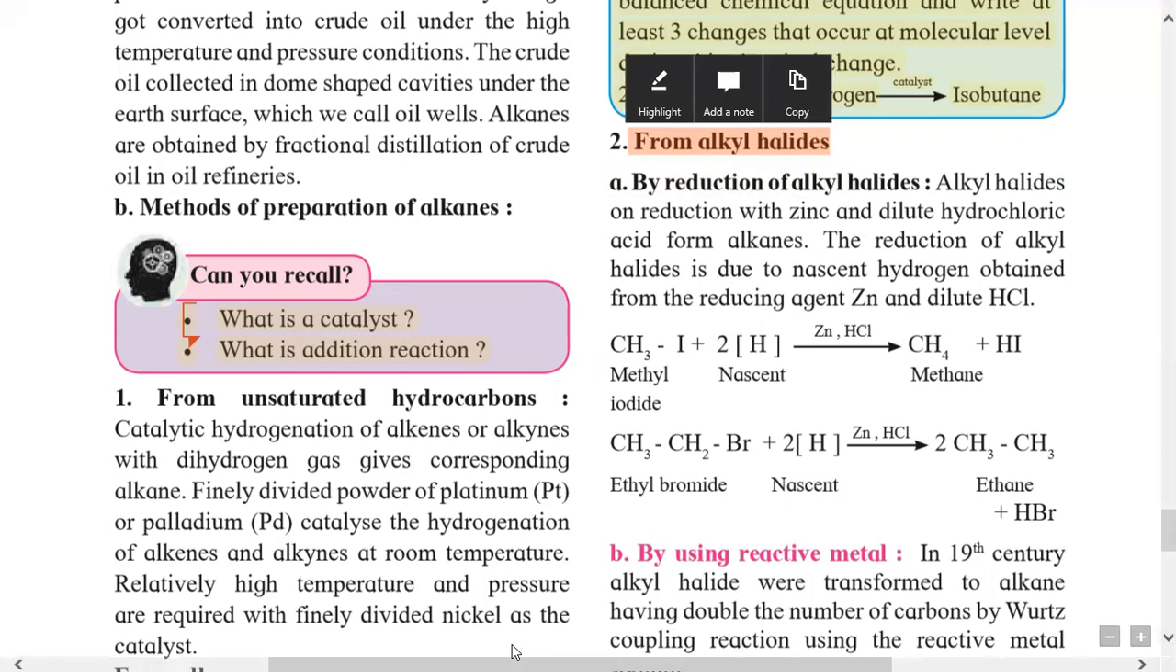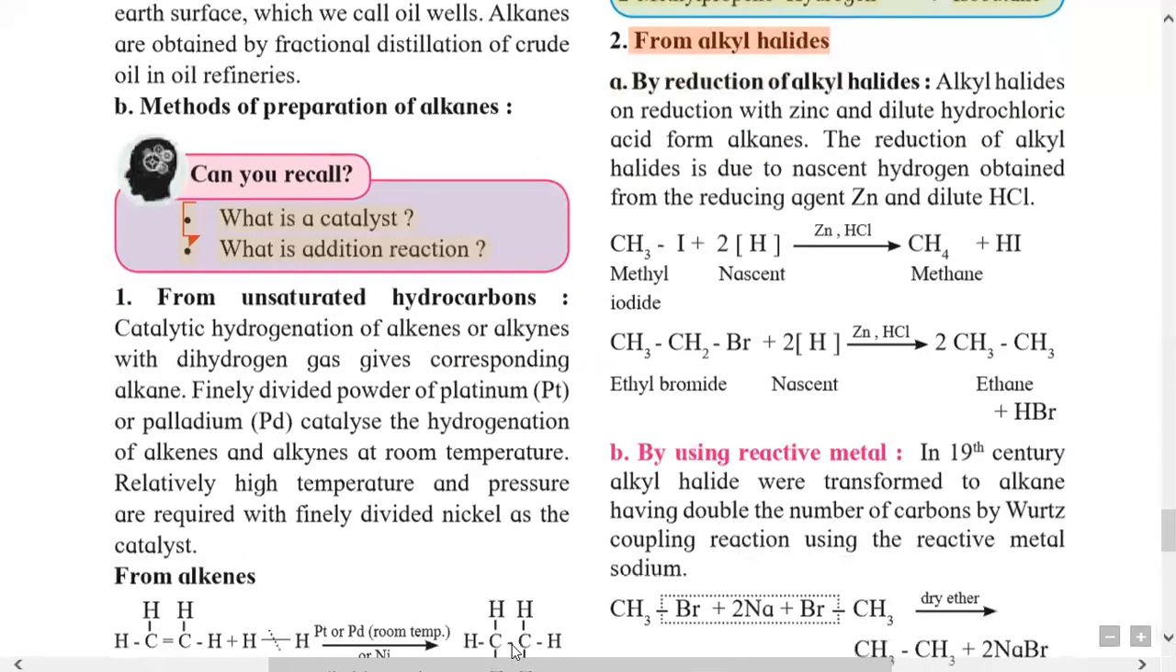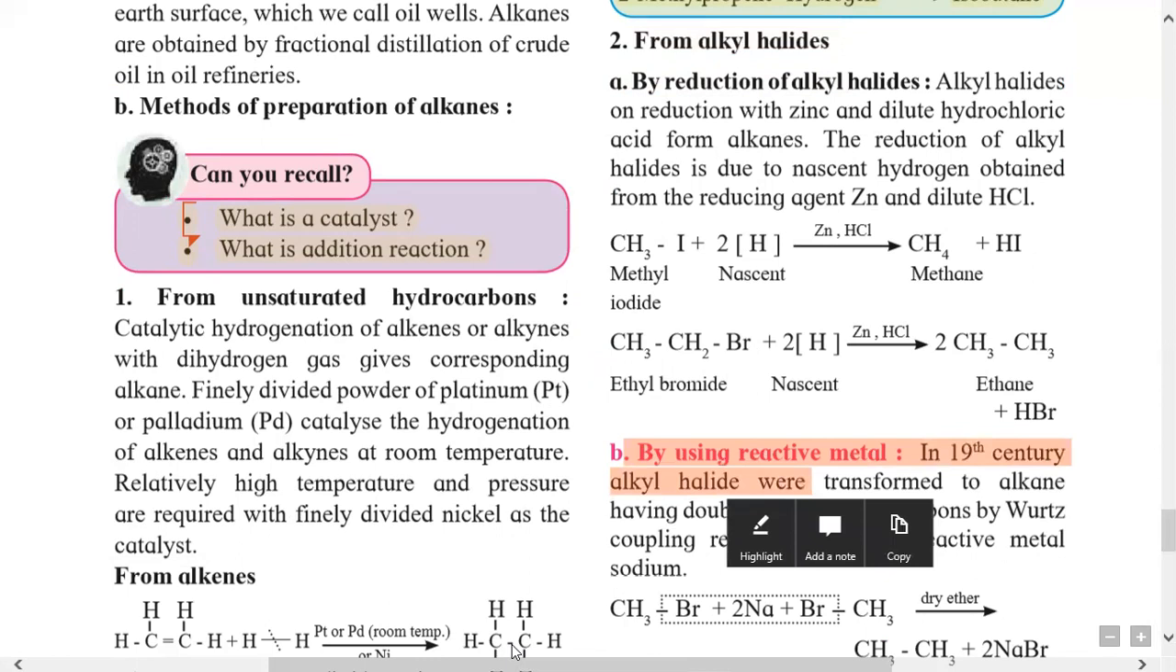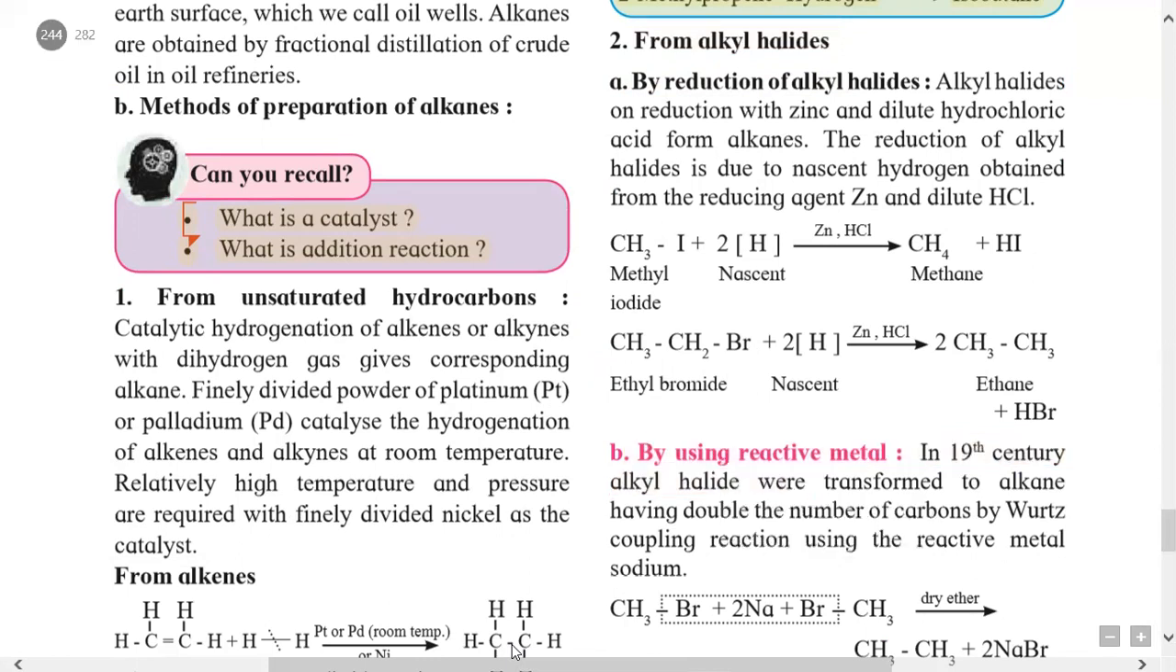From alkyl halide we can prepare alkane by reduction of alkyl halide and by using reactive metal. First we will study how alkane is obtained by reduction of alkyl halide. This alkyl halide is represented with general formula RX. Here R is the alkyl group and X may be chlorine, bromine or iodine as a halide.